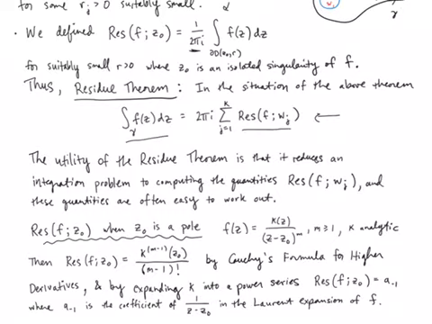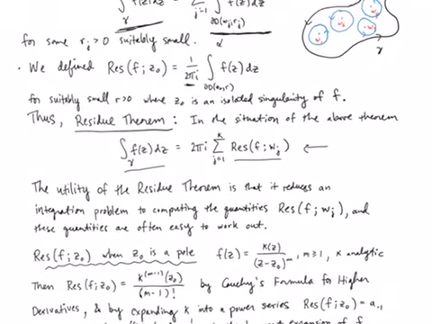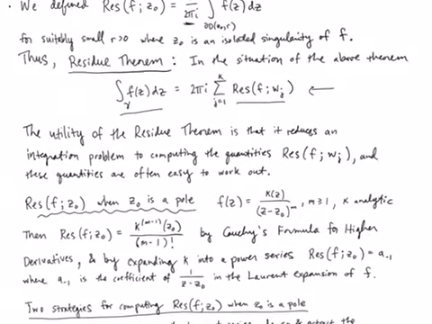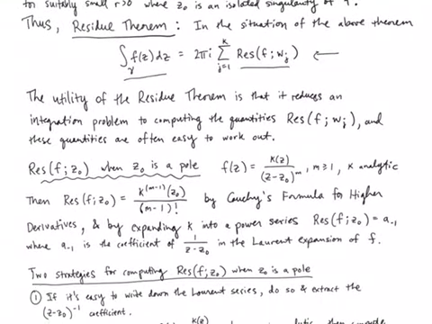The utility of the residue theorem is that it reduces our integration problem to just a finite sum of numbers that are localized to the singular points. And it turns out that those numbers, those residues, are often computable by other methods, which are potentially less difficult than computing directly the integral that defines the residue.